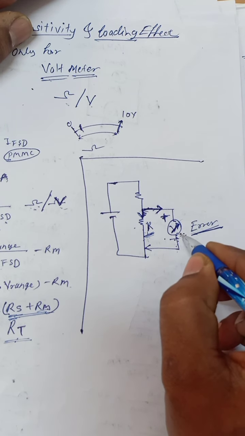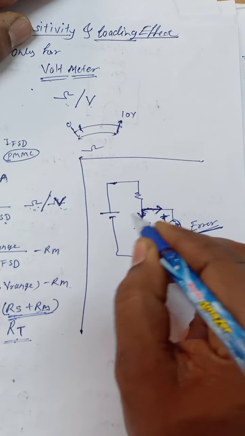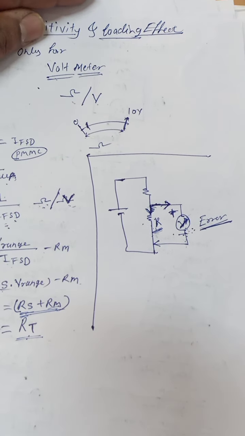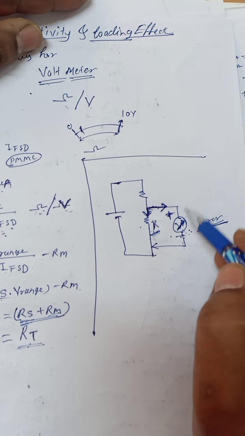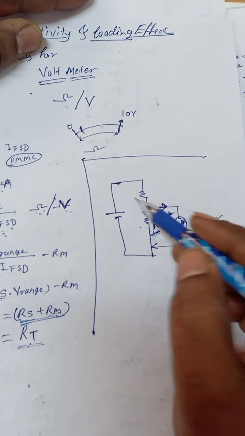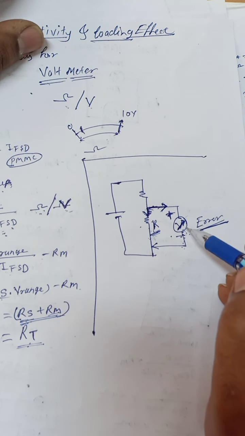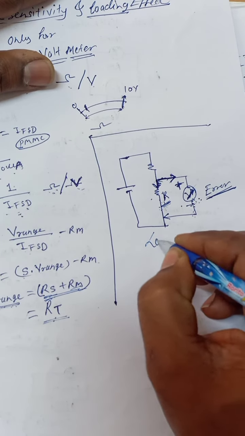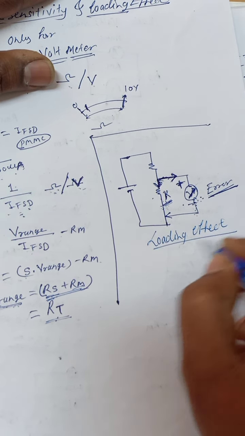So whatever voltage is measured by this voltmeter is less than the actual voltage across this resistance when this voltmeter is not connected. So when we connect the voltmeter in a circuit, it draws some current from the circuit and changes the voltage, so that it shows somewhat less voltage than the actual voltage. This is known as the loading effect.